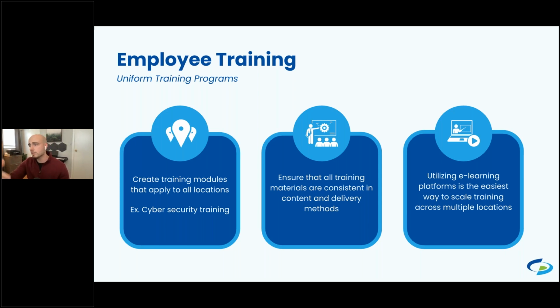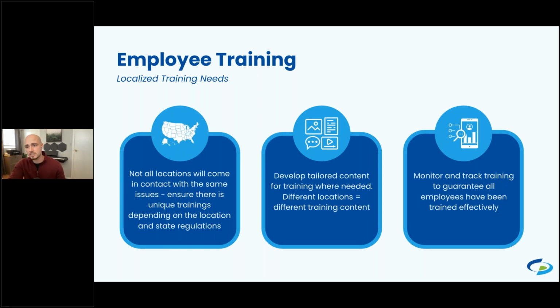An e-learning platform like an LMS tends to be the easiest way to do that when you're scaling across multiple locations. But then once you have that standardized set, this will need to be localized as well. Not all locations are going to come across the same issues. You need to make sure that you are layering in what is unique at the level of the states or the individual practices, developing some of that tailored content, and then tracking all of this to make sure that all employees have been trained effectively.